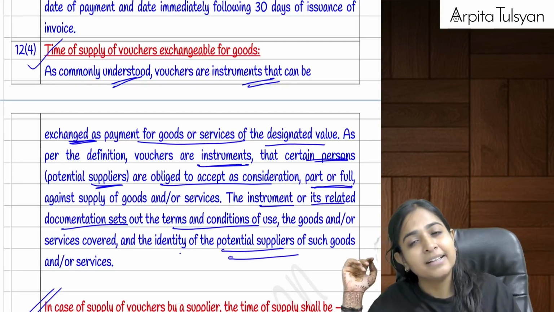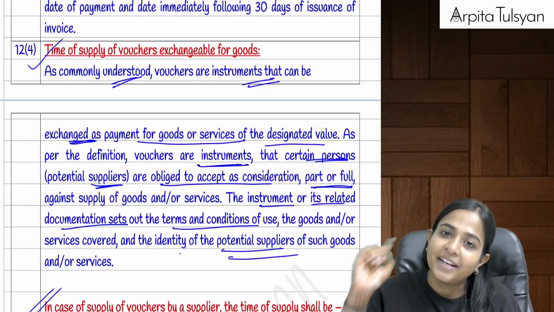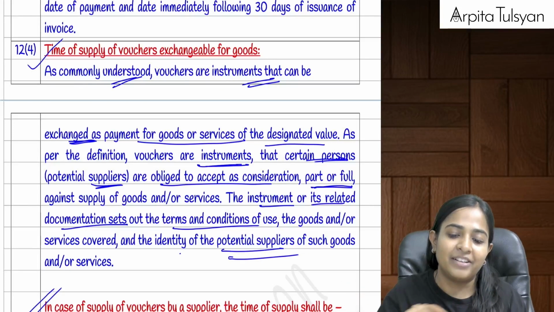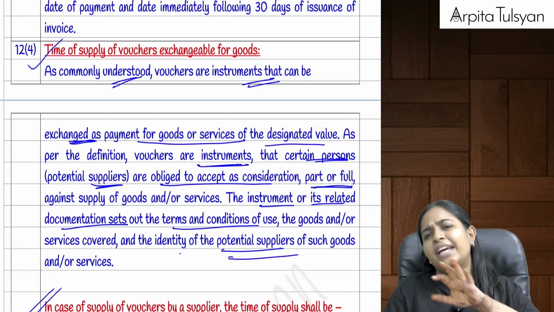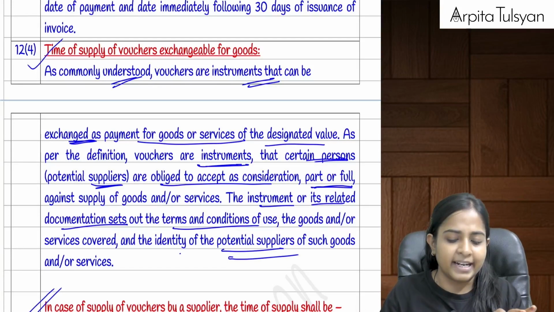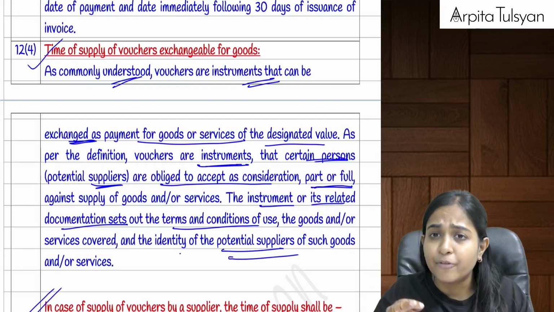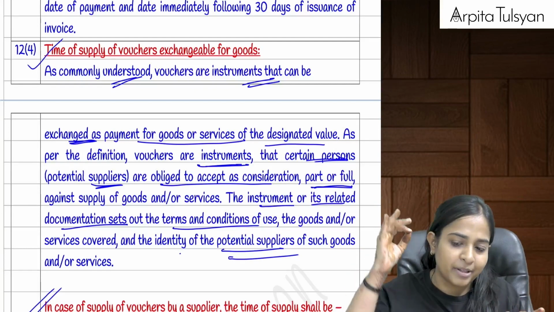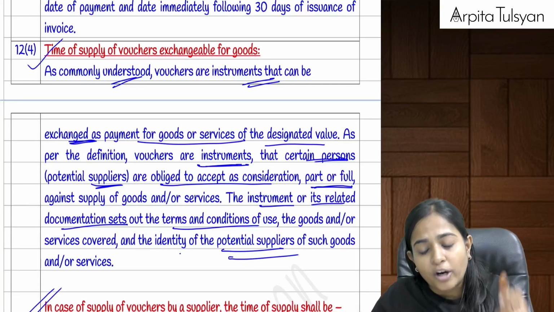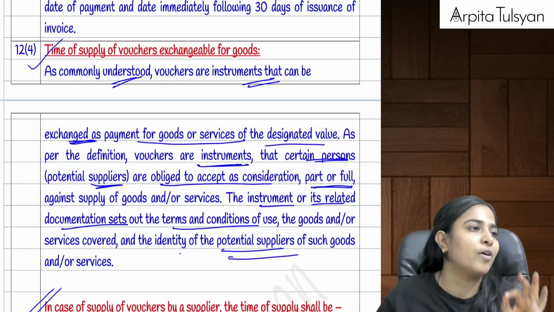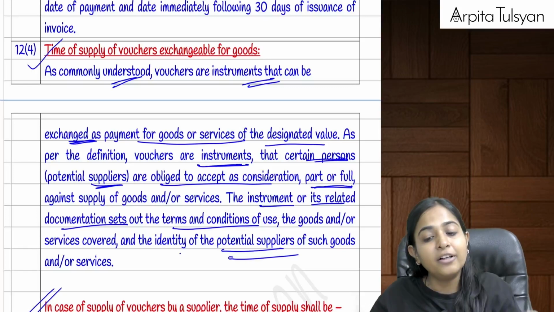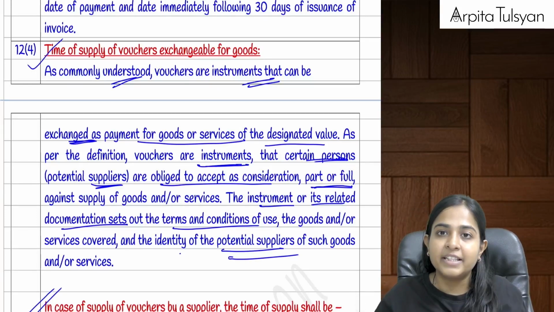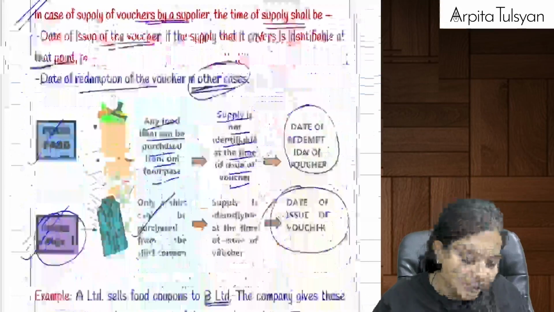Whenever the voucher is redeemed, at that time the time of supply will get attracted. Are you clear with this? So to sum it up, if it is clearly identifiable at the time of issue of the voucher, the time of supply will be the date of issue. If it is not identifiable at the time of issue of the voucher, then the time of supply is going to be the date of redemption of the voucher. Very clear with this? Okay, then let's go to the next section.